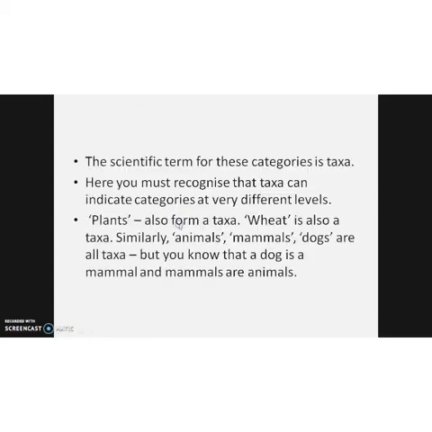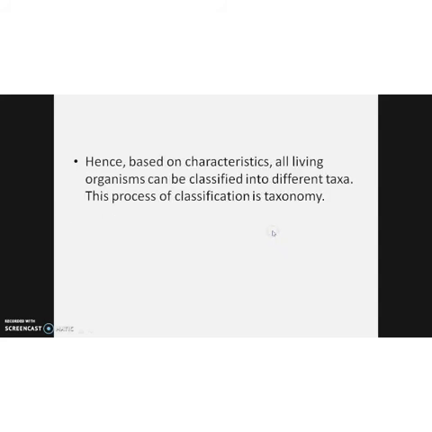Clear? So the scientific name for these categories is taxa. What is taxa? Here you must recognize that taxa can indicate categories at different levels. That means plants also form a taxa. Within plants, wheat is also another taxa. Similarly in animals, mammals, dogs are all taxa. But you know that a dog is a mammal and mammals are animals, isn't it?